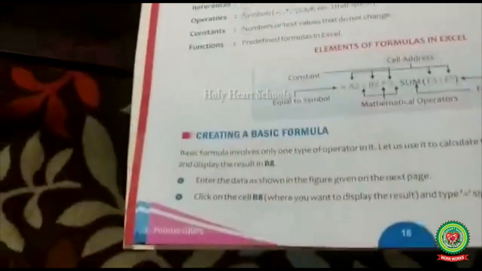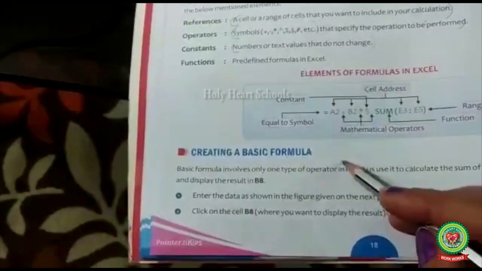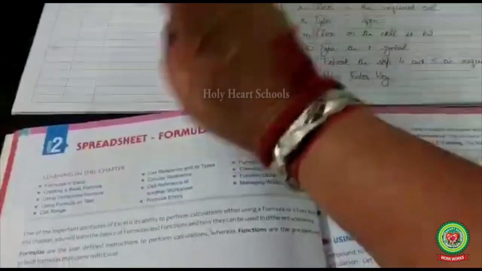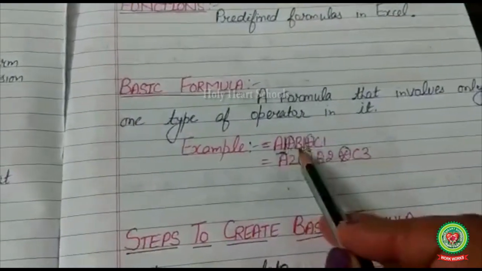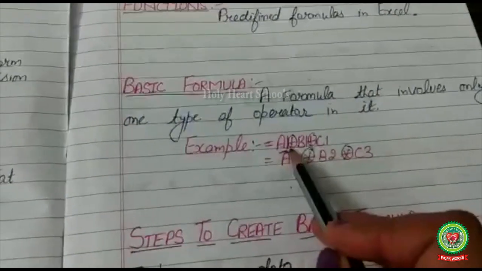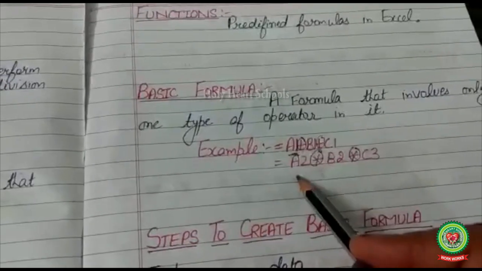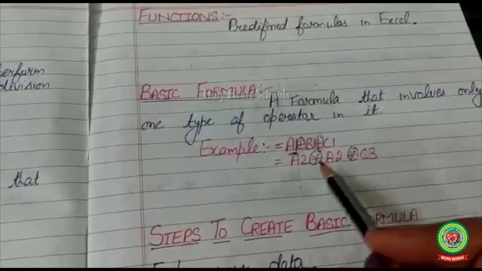Our next topic is the basic formula. A basic formula involves only one type of operator in it. Means I'll use the plus symbol or the multiply symbol or the division symbol. That is my basic formula. See this example. In this example, I have taken A1 plus B1 plus C1. Means I use only the plus symbol in this formula. That is also a basic formula. In the second example, I have taken A2 into B2 into C3.